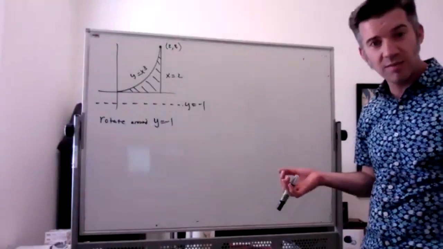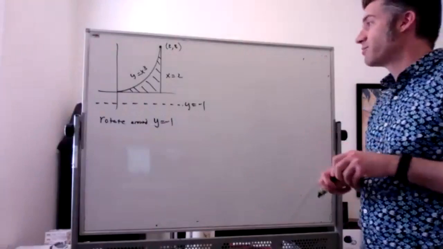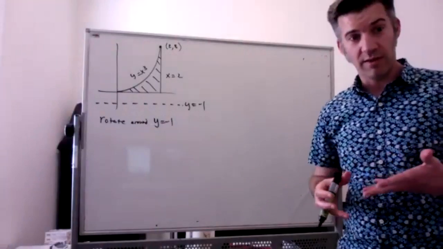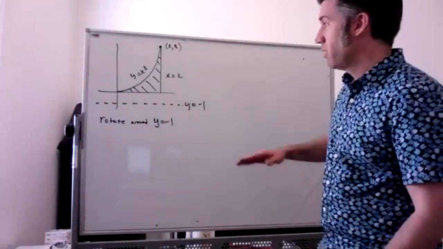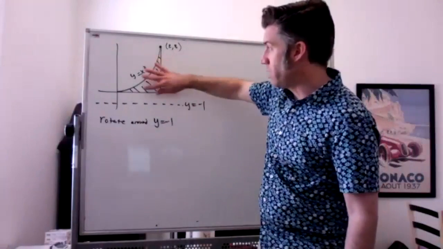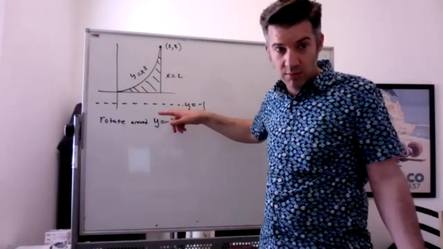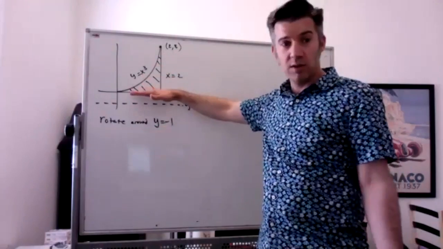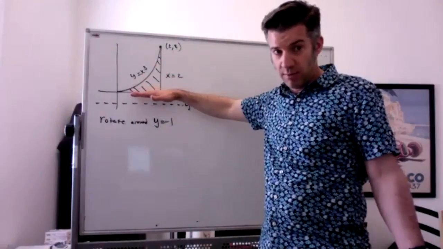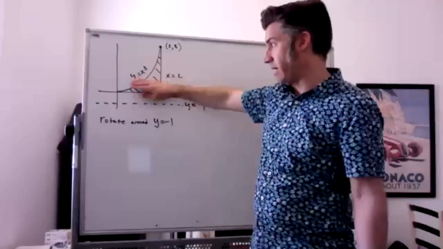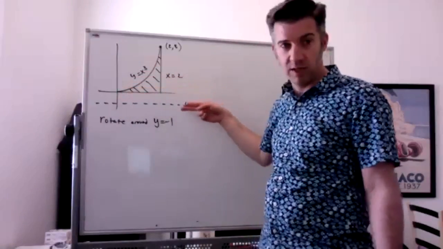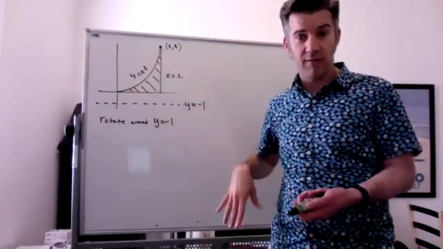Really, nobody else wants to tell me what method to use? Okay, so it's definitely going to be the washer method. And the reason why is because, again, the axis of rotation is not one of my boundaries, right? If the axis of rotation is one of the boundaries, then that's totally the disk method. But since this region is totally removed from my axis of rotation, we're going to have an inner thing that we have to subtract out, right?